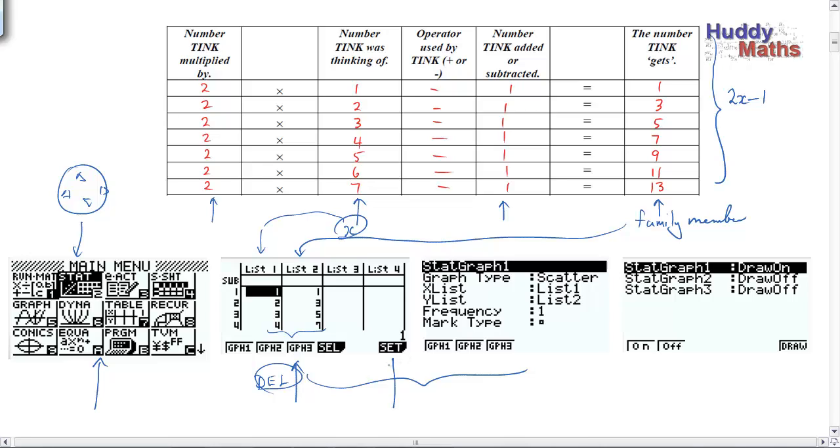I want you to hit set now. You hit that by the key underneath, F6. And up comes this little window here. I want you to change the graph type to scatter. You might have to go on to the next window, depending on how your calculator is set up and what window it's on. You've got to find scatter graph, that type.